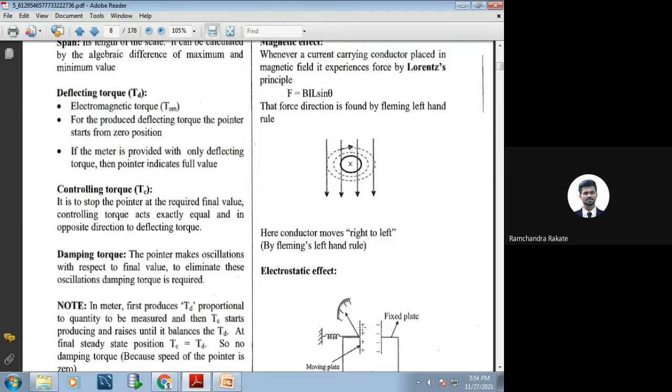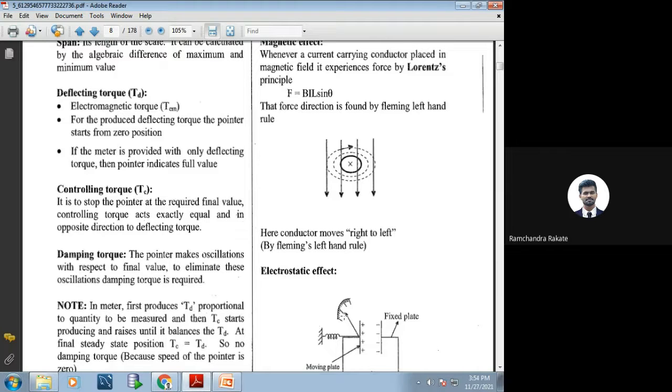So what is the importance of this controlling torque? Any guess? With the help of deflecting torque we have moved the pointer, so why is there a need of controlling torque? Pointer moving. Yes, you're right. To control the deflection of the pointer from one position to another.